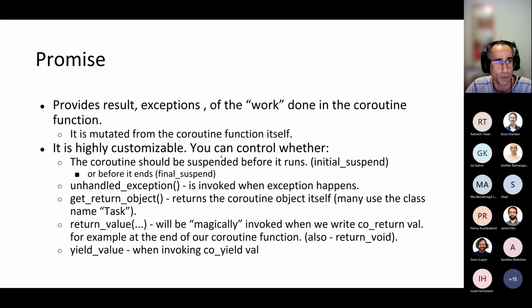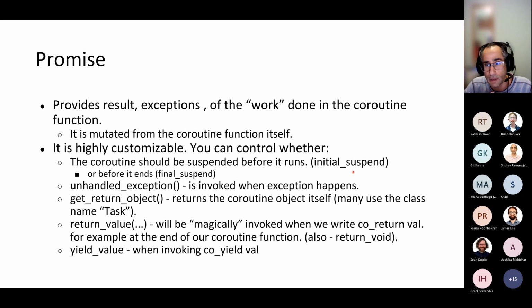As I mentioned, lots of customization. You can control in the promise whether the coroutine should be suspended: this is the initial suspend, or when it ends, the final suspend. So basically, the promise itself, which lives in a task, has a few functions that you need. It's an API that you need to implement. Initial suspend and final suspend are two of these functions. There are more of them.